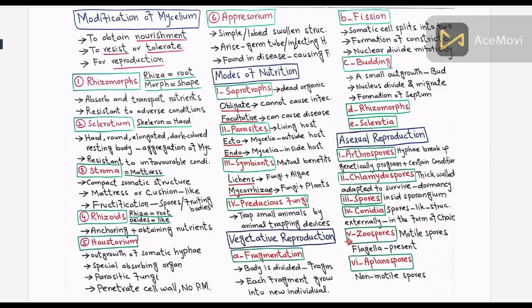The fifth one is the zoospores. The motile spores are called zoospores, and they use flagella for their mobility. The last one is the aplanospores, also called non-motile spores.